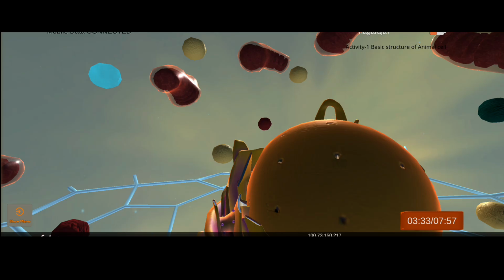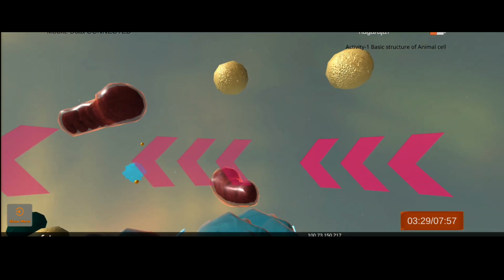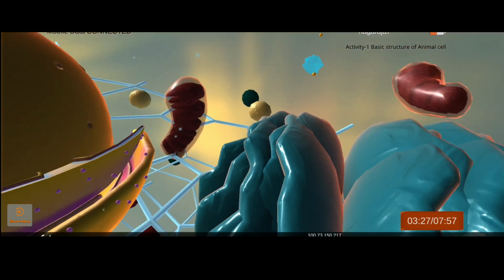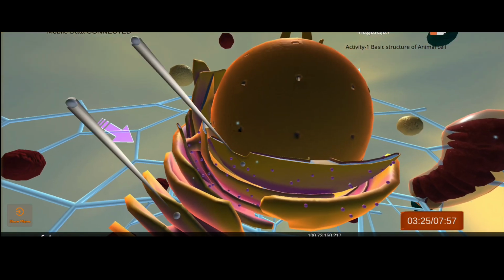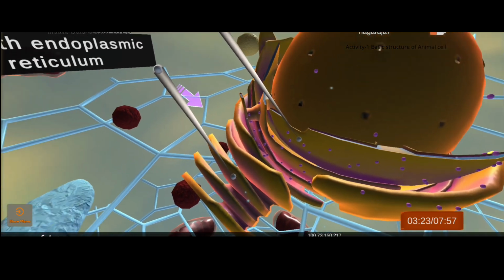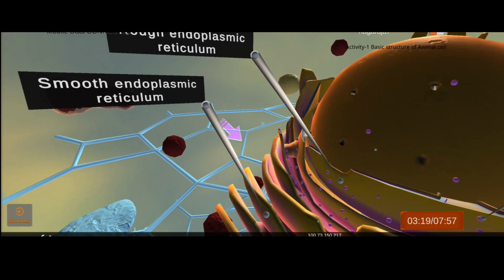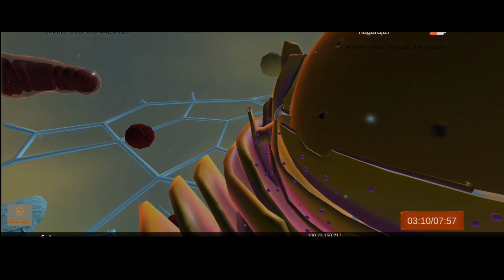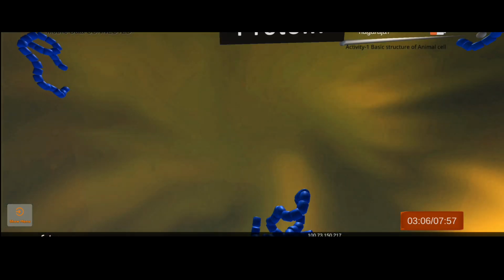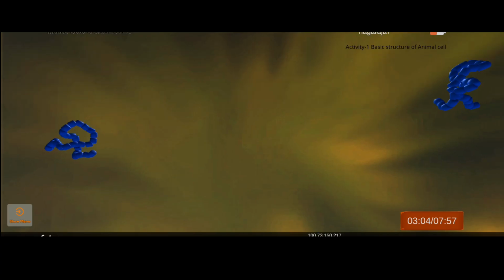Look at the organelles which look like long tubules or oblong bags. They are called the endoplasmic reticulum. They are of two types, the rough endoplasmic reticulum and the smooth endoplasmic reticulum. The ribosomes are attached on the rough endoplasmic reticulum or RER. It looks rough because of the ribosomes. RER secretes proteins into the cytoplasm.